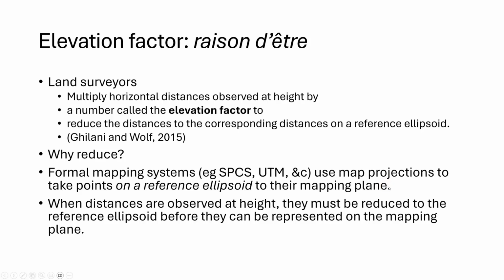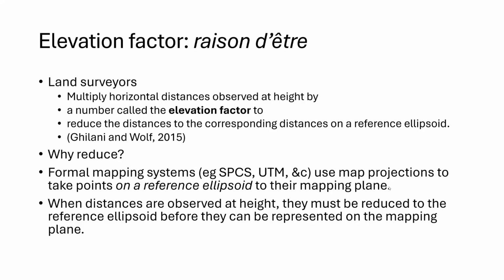So the reason that we have an elevation factor is because land surveyors, upon occasion, will need to reduce distances that they observe at elevation down to the corresponding distance on a reference ellipsoid. The reason they need to do this is because formal mapping systems like the State Plane Coordinate Systems, Universal Transverse Mercator, whatever else, those mapping systems use map projections to take points from the reference ellipsoid to the mapping plane, not points on the surface of the Earth.